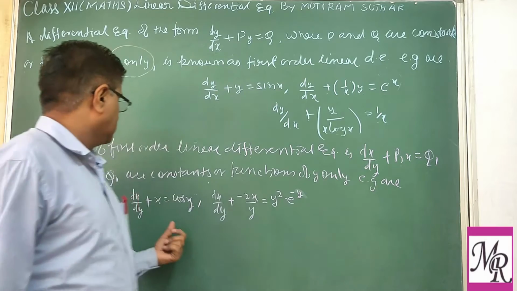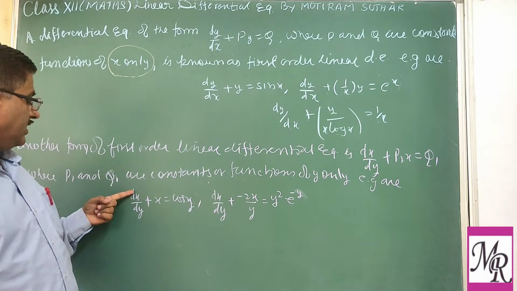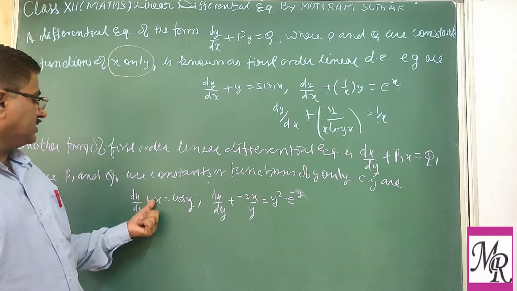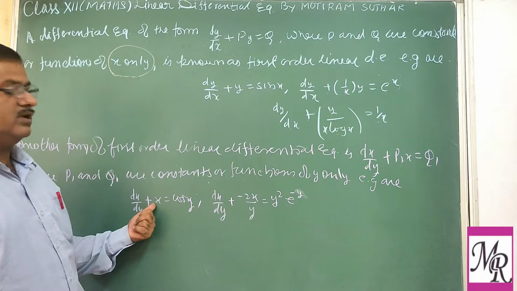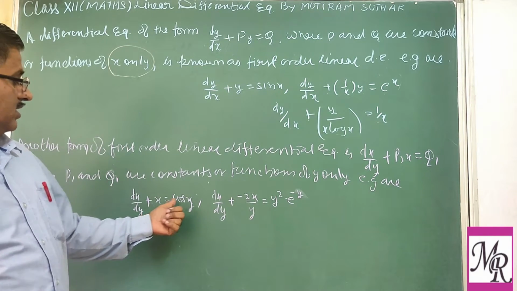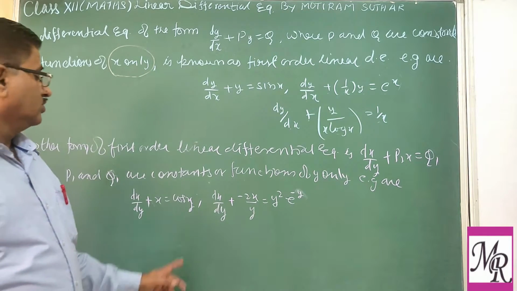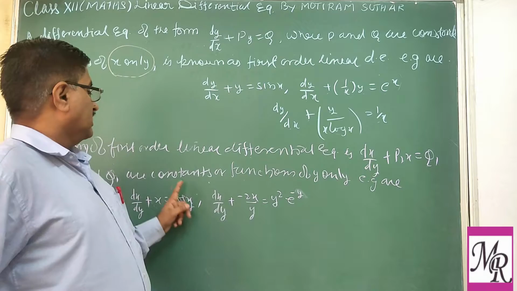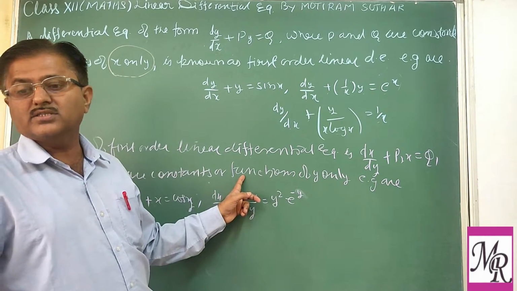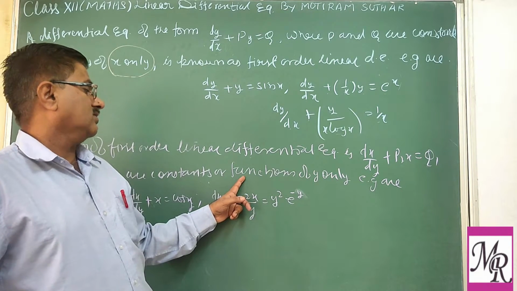Now some examples of this second type, that is dx upon dy plus x equal to cos y. Here the coefficient of x, that is P1, is considered as 1, that is a constant. Similarly, on the right hand side, if you compare Q1, that is cos y, that is a function of y. So this satisfies the condition of the definition for the second form of a first order linear differential equation.